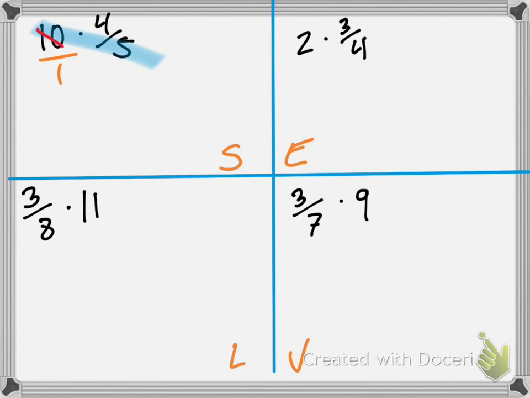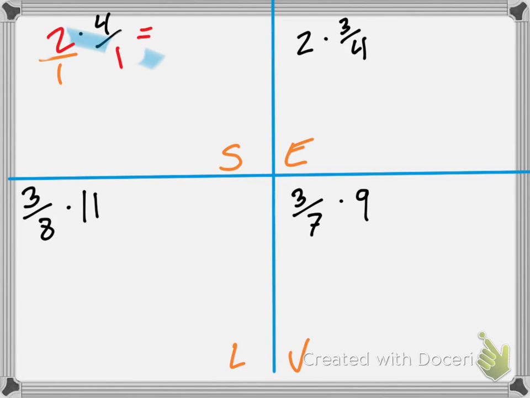Sophia, what is 10 divided by 5? I'm sorry, I can't hear you. What is 10 divided by 5? Oh, 2. And what's 5 divided by 5? 1. So I just got rid of them and I changed it. I divided by their greatest common factor.